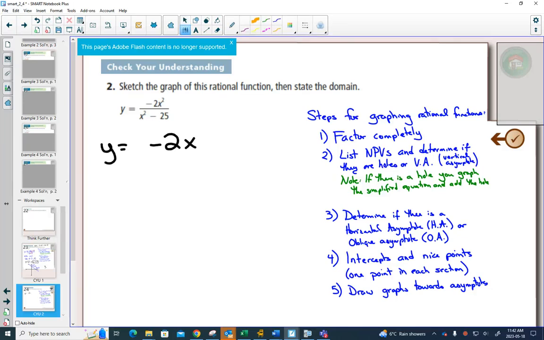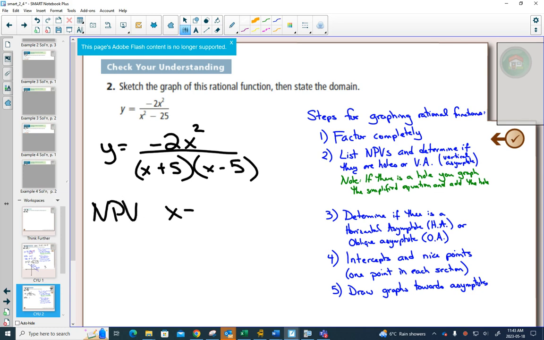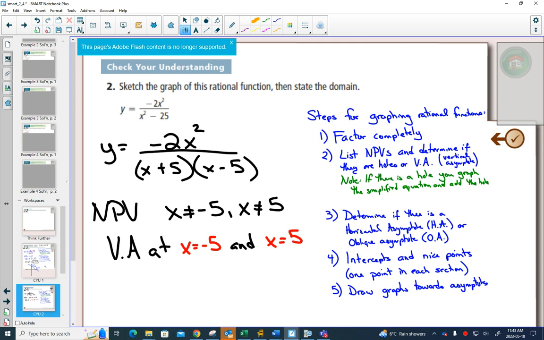Start off by factoring completely. Non-permissible values: x can't equal -5 and x can't equal 5. They don't cancel out. So we have vertical asymptotes at -5 and 5.